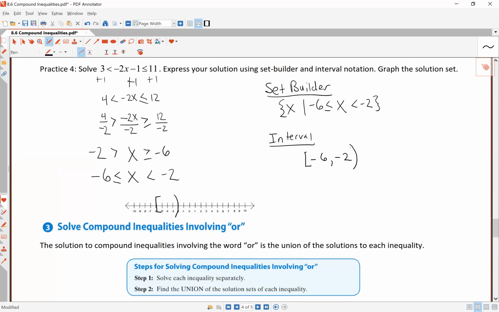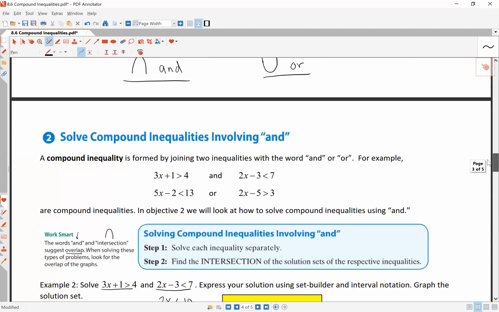In the next video, we will see with ORs, we do not have the same luxuries to write this compact form. We will have to write two separate inequalities. And this concludes the video for section 8.6, compound inequalities. Objective 2, solve compound inequalities involving AND.